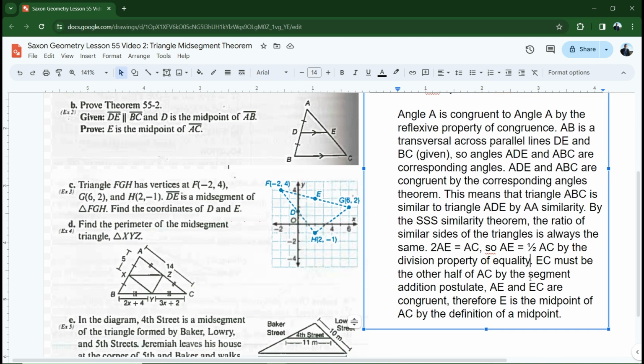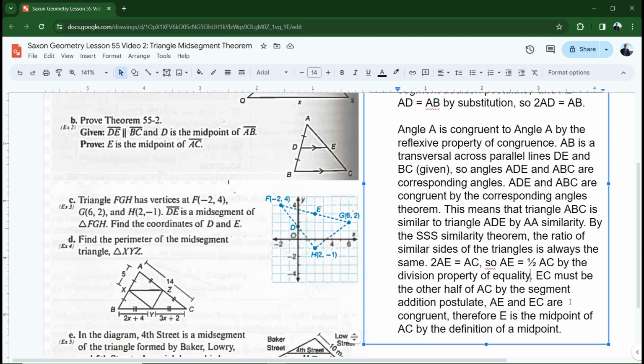All right, and we did it. So that's how I would do that in a paragraph proof. This isn't really an elegant paragraph proof, but it does prove that if this is half of this segment, then it has to be the midpoint, and we can prove that these triangles are similar, so this has to be half of AC.